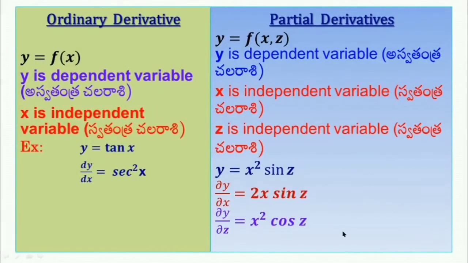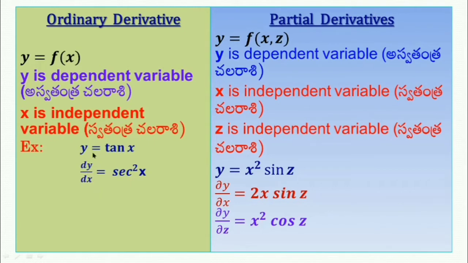So before going to the definition of the differential equation, I want to explain a few things about types of derivatives. Suppose y is f of x, which means y is a single variable function. In this case, x is an independent variable, y is a dependent variable. So in this case we get only one derivative, called the ordinary derivative, because it is a single variable function. So dy by dx.